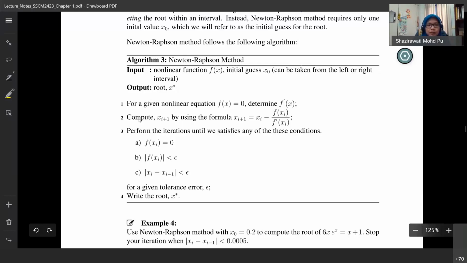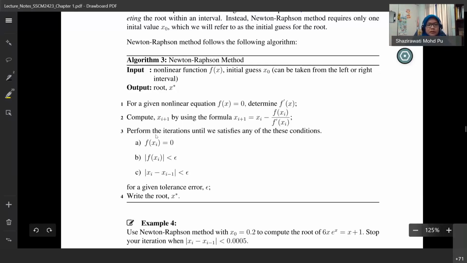Number 2, compute xi plus 1. Again, this is the formula that we derived just now. When you memorize it, just make sure you don't confuse what's on the top and what's on the denominator.